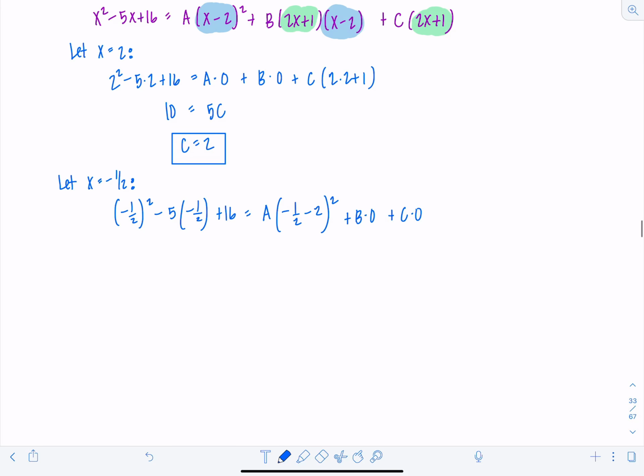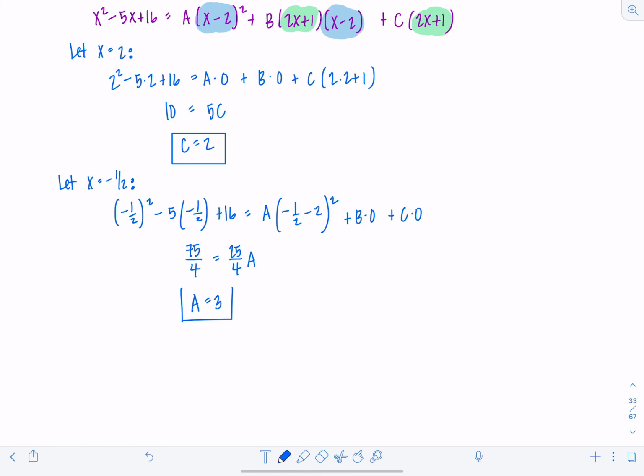Okay, so what do we got on the left-hand side? That's negative 1/2 squared, so that's positive 1/4 plus 5/2, so plus 10/4, plus 16, which is 64/4. So we've got altogether 75/4 on the left-hand side. And then negative 1/2 minus 2, that's negative 5/2. If I square it, that becomes 25/4 as the coefficient on a. All the other terms go to 0. Ooh, this is looking good. So that means a is equal to 3. Yes?